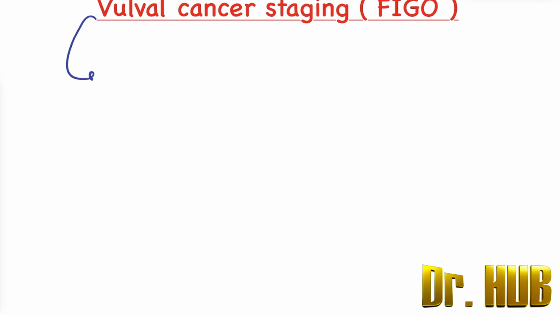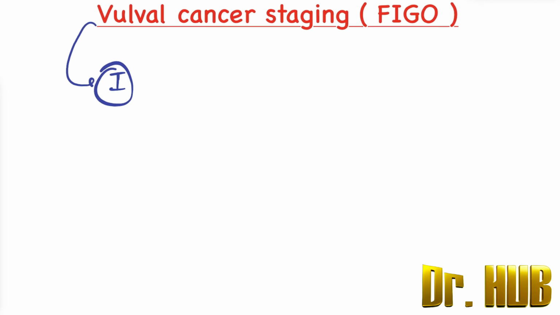Today we are looking at vulvar cancer and its staging. To begin with, stage 1. What is stage 1 related to? Stage 1 is where the tumor is confined to the vulva. Simply, it is confined to the vulva.